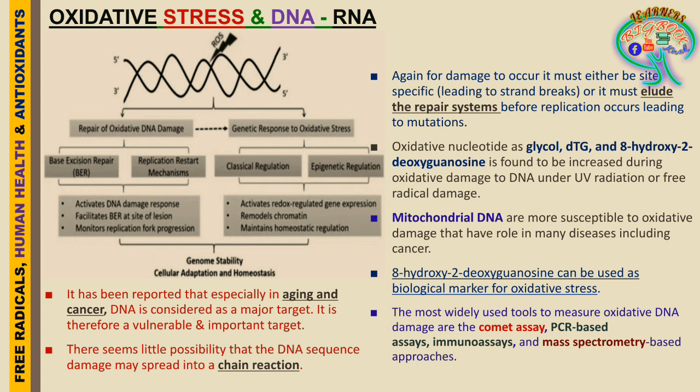So because of that, there is little possibility that the DNA sequence damage may spread into a chain reaction. A chain reaction is where a DNA base, after coming into contact with an oxidative free radical, has been given a free radical within the DNA base. That DNA base can generate a new free radical within the DNA. That is the chance spoken of here. That is the chain reaction. So this chain reaction will not take place because DNA is highly conserved due to its repair mechanism. So there is very little possibility that the DNA sequence damage may spread into a chain reaction.